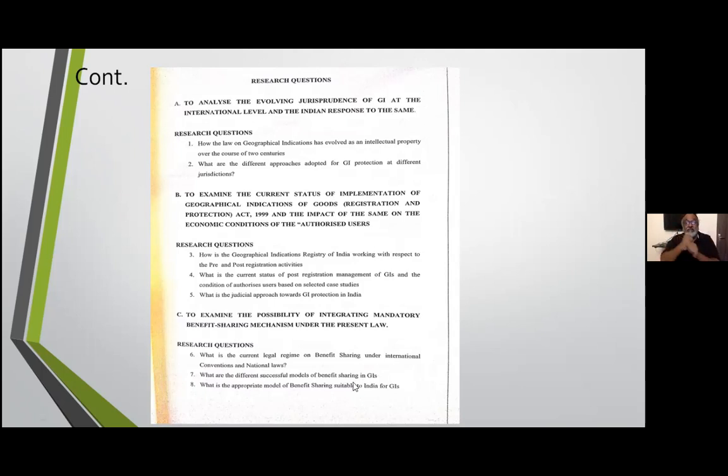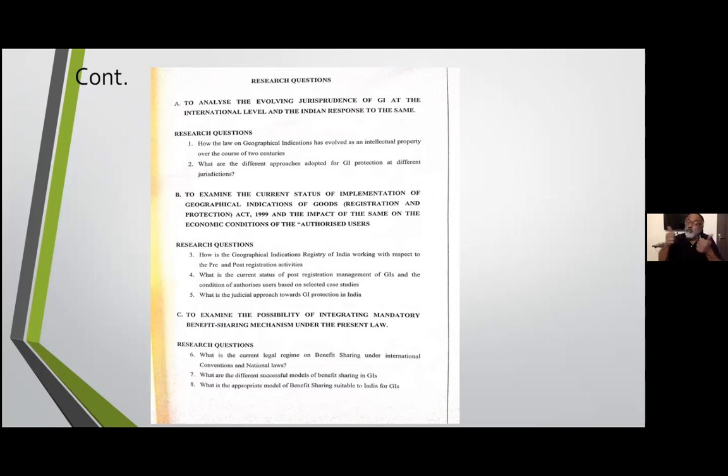So let's continue with this. How do you frame research questions? We were in objective B. As we can see, objective B is talking about the act itself and how the authorized users, as we've taken the example of weavers, how their conditions have been affected due to this. I mean, their economic conditions. So these are the questions being framed by the researcher.